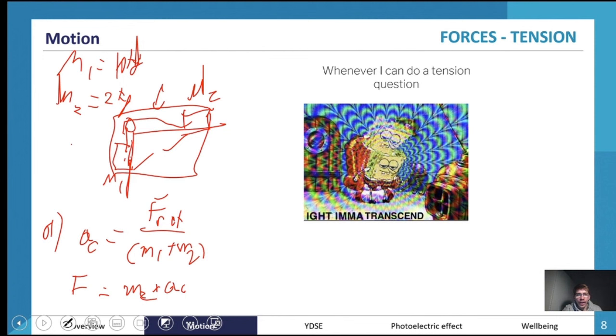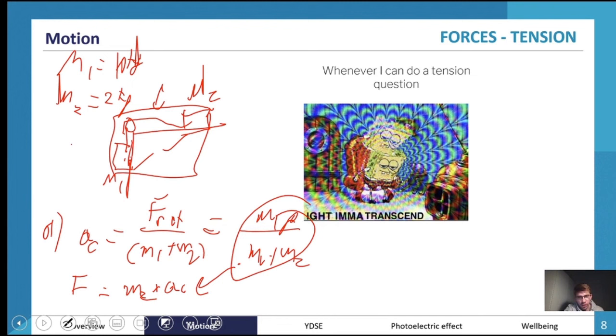Now, usually what this means is that the net force here is the weight force acting on both. So that's going to be M1g divided by M1 plus M2. And then you can combine these together. You can substitute this one because it's the value of acceleration here. So M1 M2g divided by M1 plus M2, it's the tension value. Now that's what tension is.